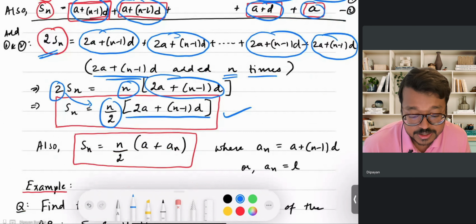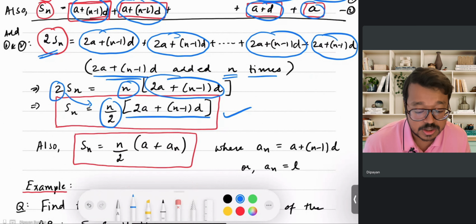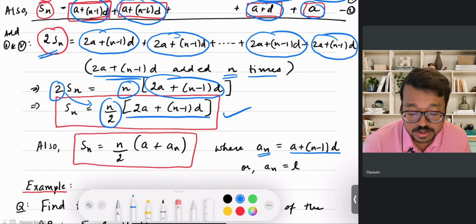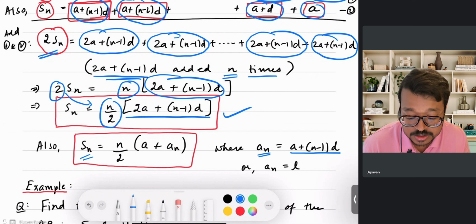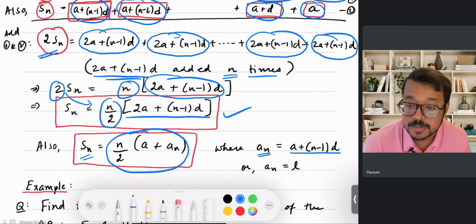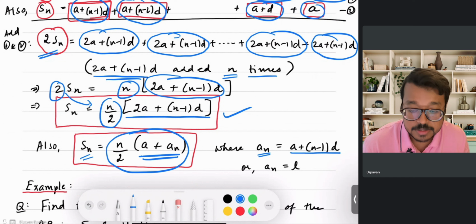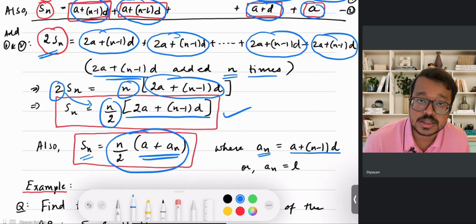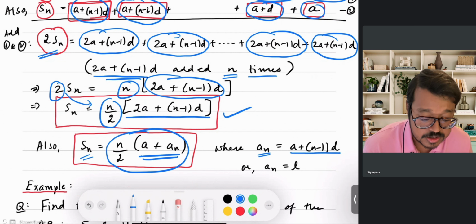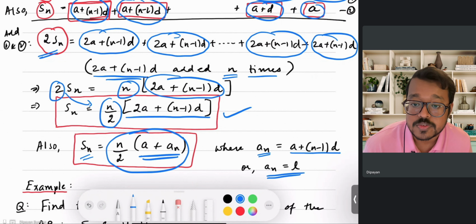Also, if I plug in the nth term formula, let's say I know that the nth term an is the same as a plus n minus 1 into d, I can write the same formula for the sum of n terms as Sn equals n by 2 multiplied by a plus an. So a plus an represents the first term plus the nth term, or the last term. The last term can also be written with the variable L.